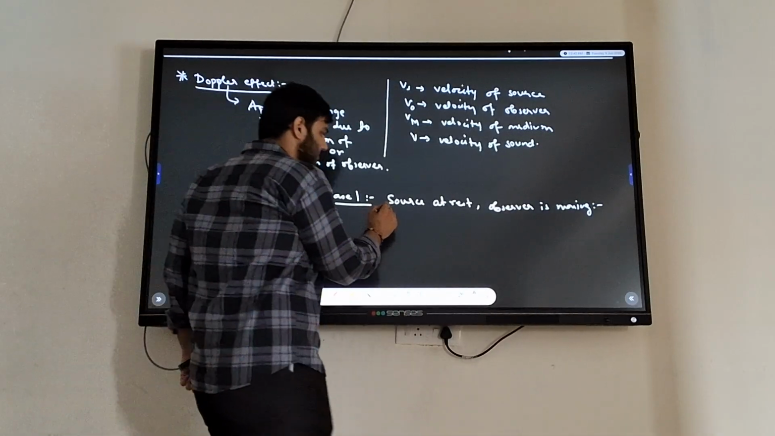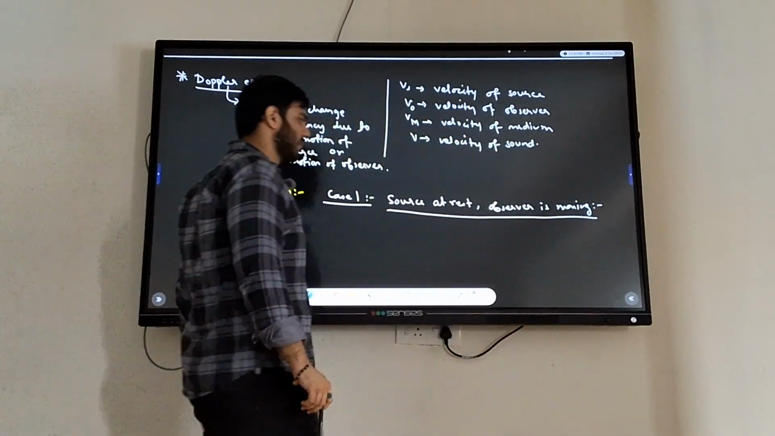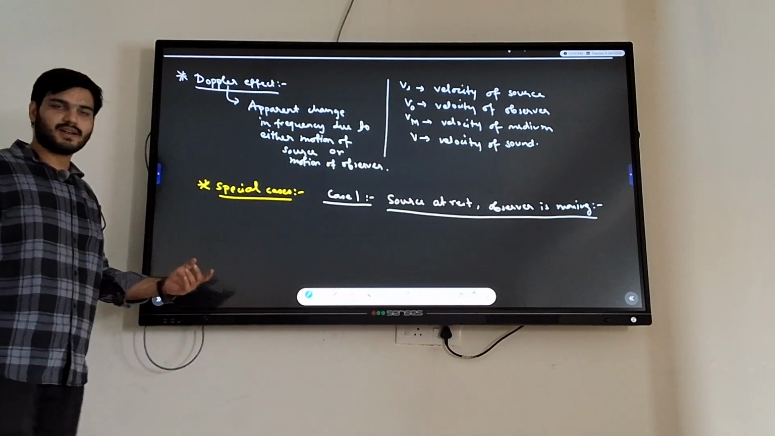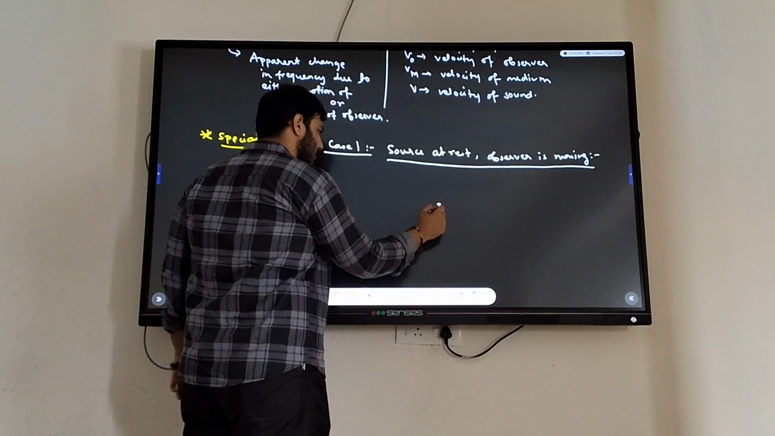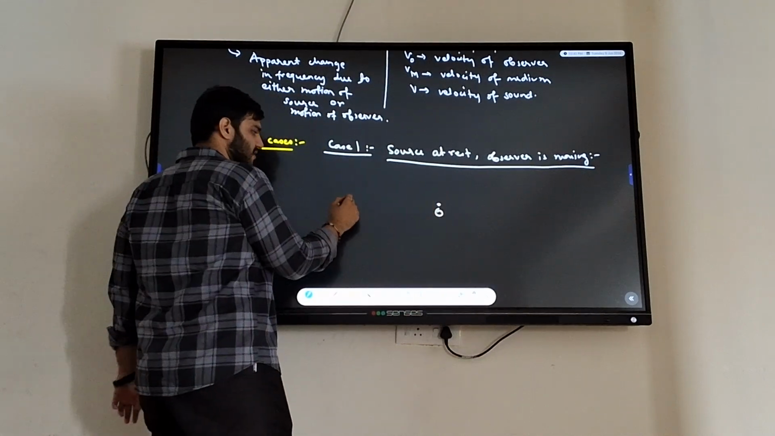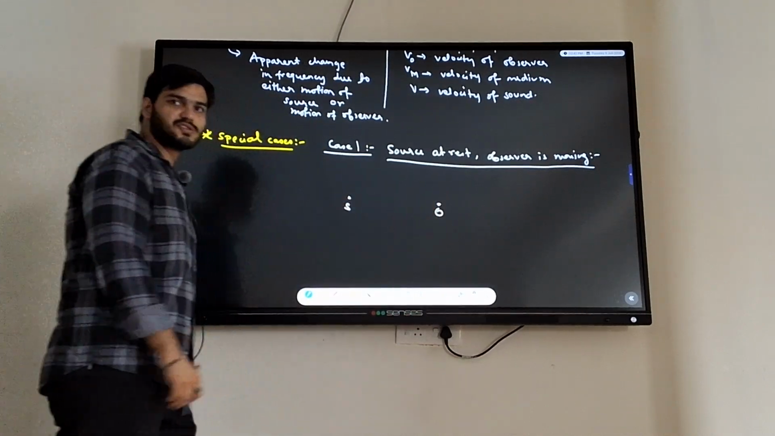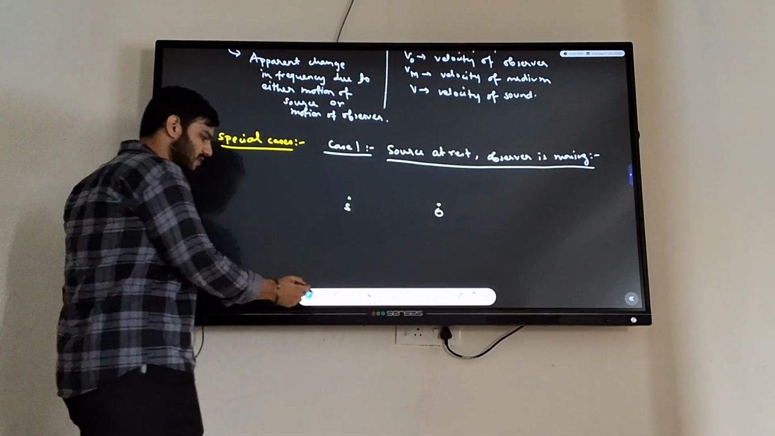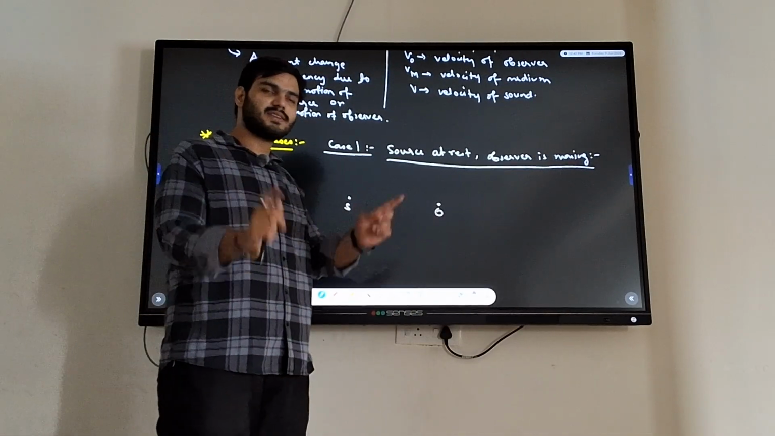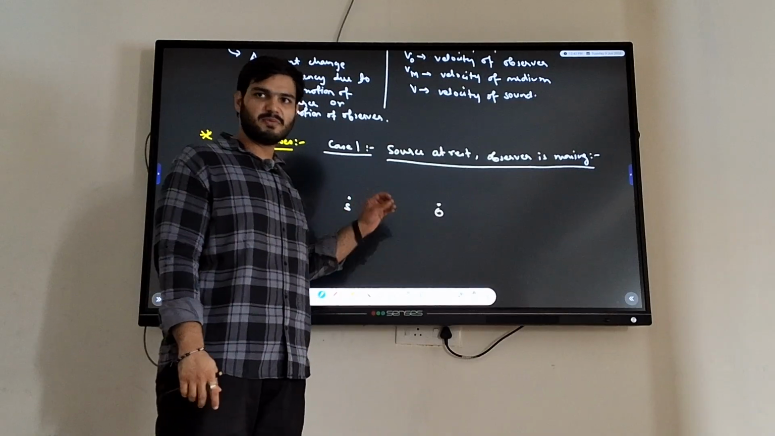Then what will you have? Let's take the diagram, and the diagram will be something like this. You have an observer at some position O. You have a source here. What will the source do, by the way? The source will give off sound waves. The sound waves will go in all possible directions. I can't make a sphere right now. I will make a circle.